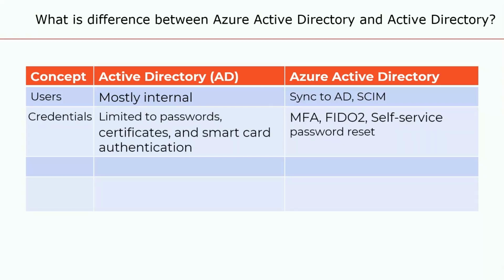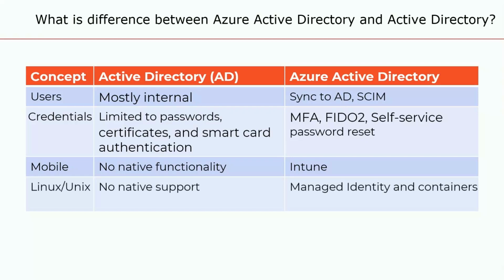For credentials, there were not many features available for Active Directory. You were limited to passwords, certificates, and smart card authentication. But with Azure Active Directory, you now have multi-factor authentication, FIDO2 for passwordless authentication, and also the ability to offer self-service password reset. For mobile, the normal Active Directory did not have any native functionality, but with Azure Active Directory, you now have the ability to offer device management because of the integration with Intune. For Linux and Unix systems, most organizations that considered themselves to be Microsoft shops tended to really struggle because Active Directory offered nothing natively. With Azure Active Directory, you can utilize managed identities to access these systems and also use those in containers.